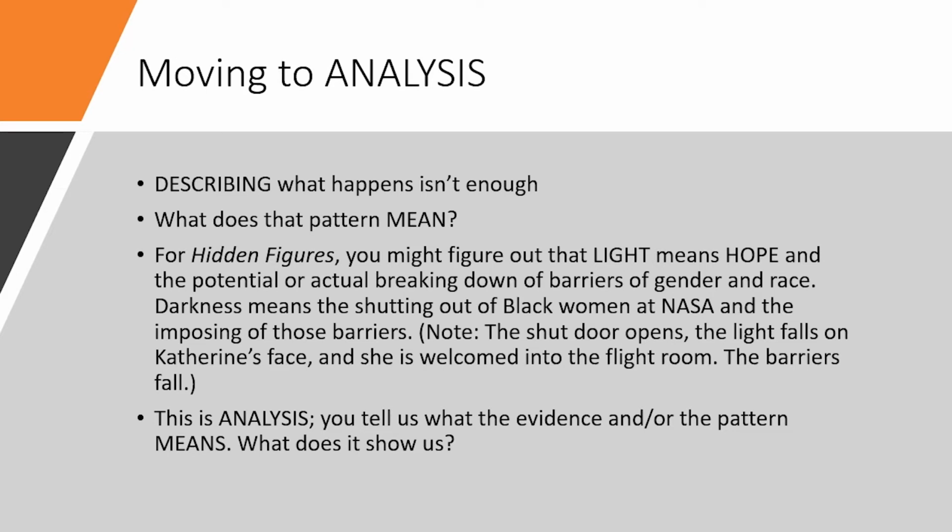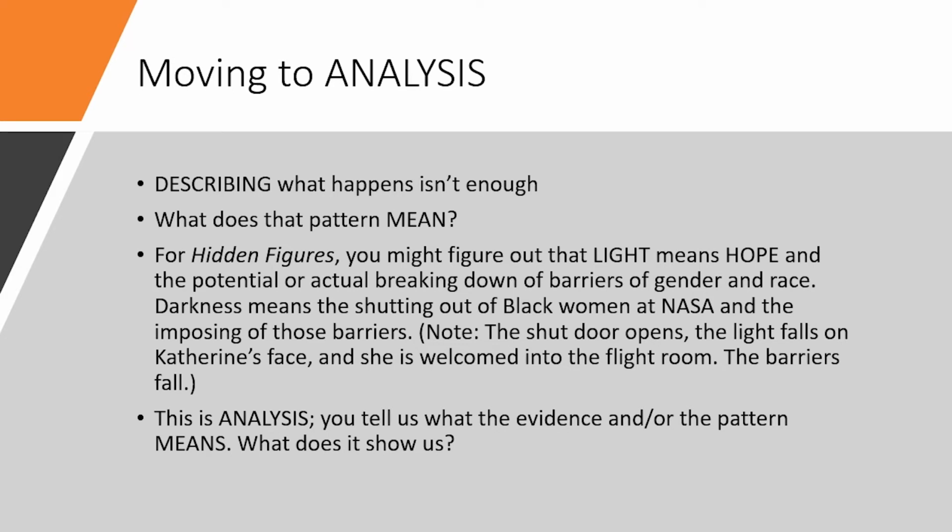Darkness, in keeping with what we just said about light, light means hope and the potential or actual breaking down of barriers of gender and race. Darkness means the shutting out of Black women at NASA and the imposing of those barriers. I would add a note here that I did observe on an earlier slide that Catherine is shut out and darkness falls on her face. Immediately after that, the shut door opens, the light falls on Catherine's face, and she is welcomed into the flight room. And so the barriers fall.